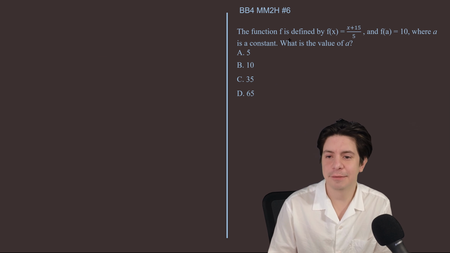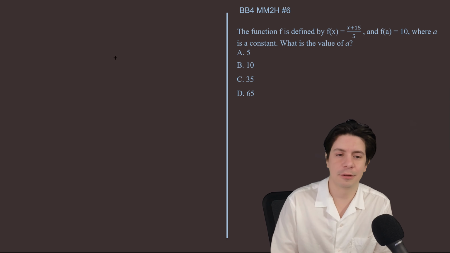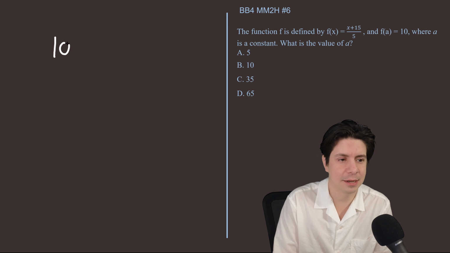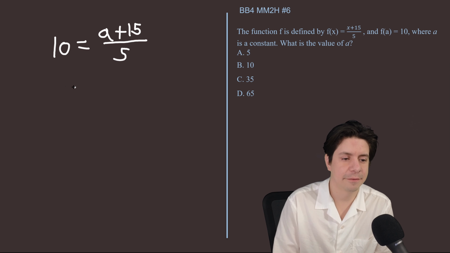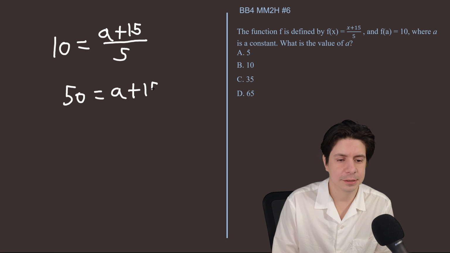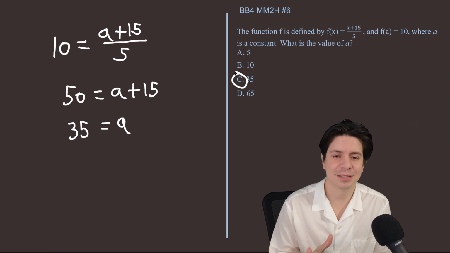And we have this, the function f is defined by f of x equals x plus 15 over 5, and f of a equals 10, where a is a constant. What is the value of a? So classic, you can just plug in 10 for f of x and then solve for x, which is a. So it'll be 10 equals a plus 15 over 5. Multiply both sides by 5. We got 50 equals a plus 15. Subtract 15 from both sides and we get a equals 35. And that is C. Okay, a beautiful question, a lovely question, one of my favorites.